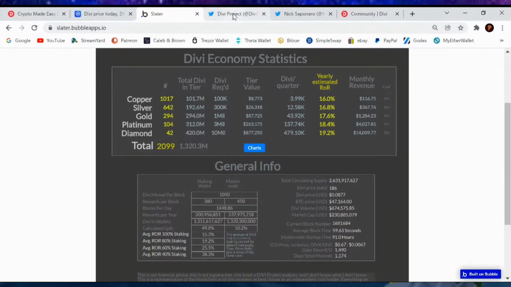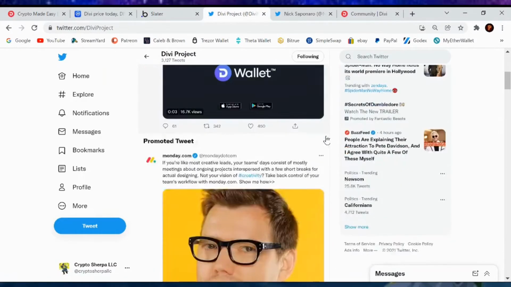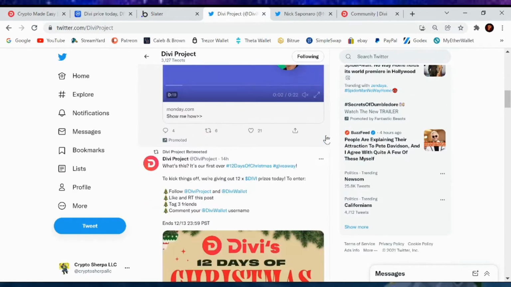Now let's go over the Twitterverse, Divi project, crypto made easy. Their always-first tweet is that Divi wallet. Go download it. Super easy to use.